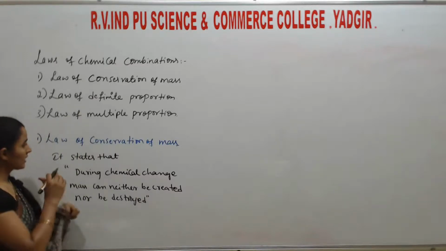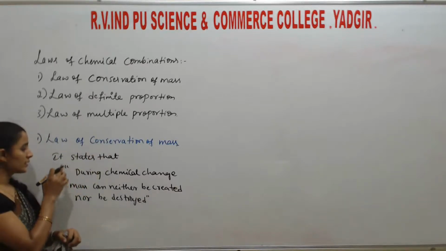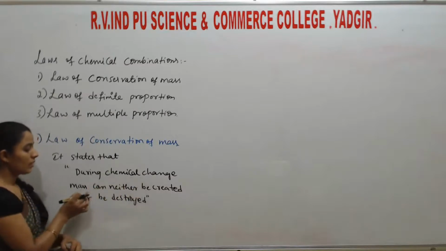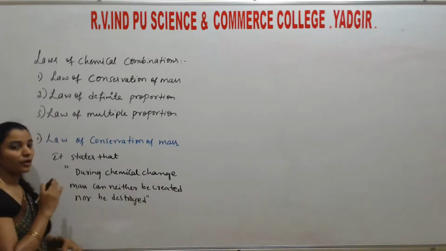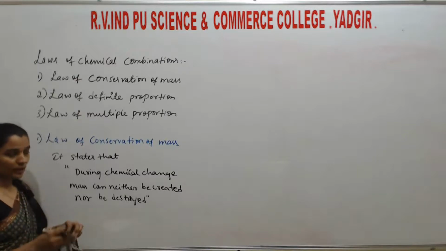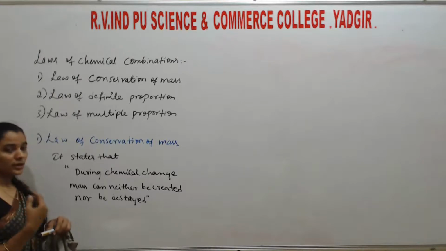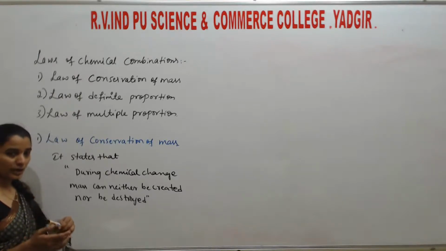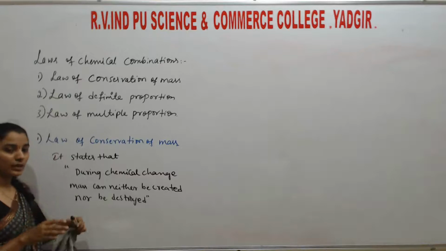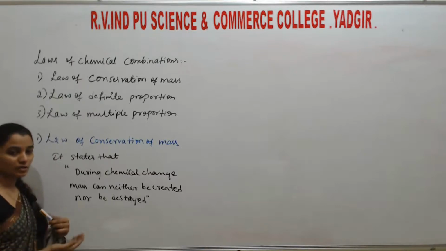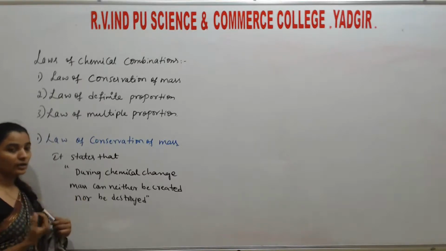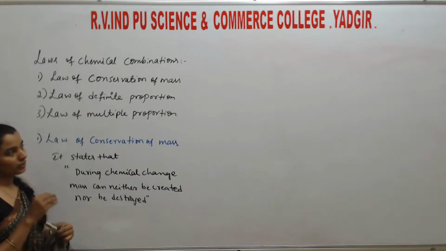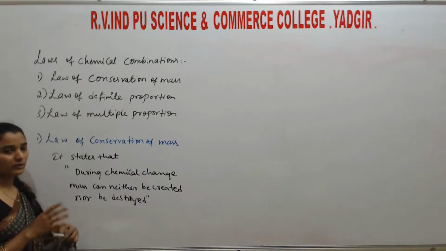Okay, so the statement of this law of conservation of mass is that during a chemical change, mass can neither be created nor be destroyed. So in a chemical reaction, students, whether the reactants or products are there, when the reaction takes place, the mass is neither created nor destroyed. We cannot have extra mass, and we cannot remove the mass which is present. We just convert them from one nature of compound to another nature of compound.